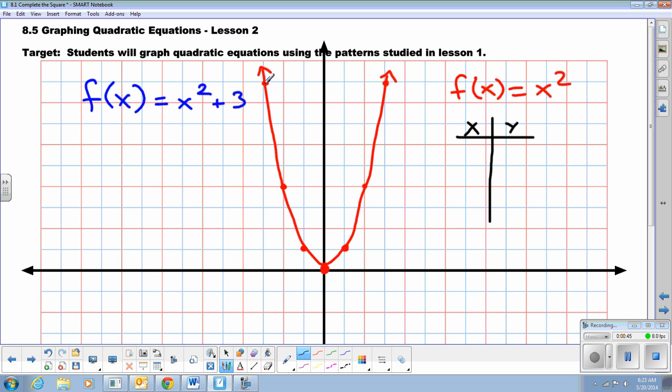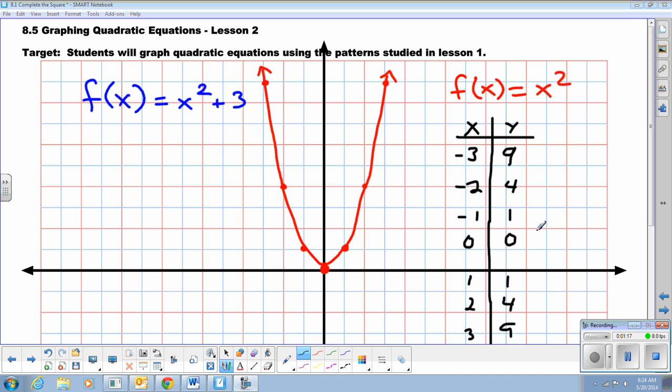This is -3, 9. This point here is -2, 4. And then we have -1, 1, 0, 0. And then we have 1, 1 right here. And then we have 2, 4. And lastly, we have 3, 9.